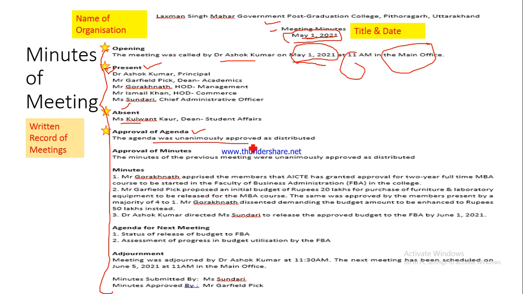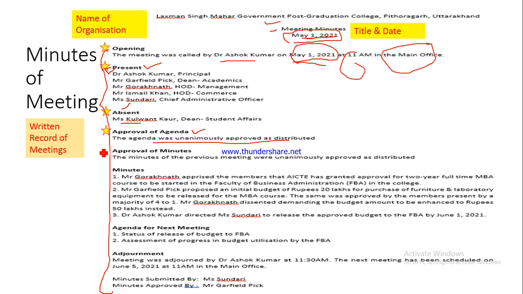So the agenda was unanimously, unanimous means everybody consented to approving the agenda. So there was no dissenting from anybody. Everybody said, okay, we are fine with the agenda. So that is what means unanimous. When everybody in a particular group agrees on a particular thing, we say a unanimous decision. So the agenda was unanimously approved as distributed. So whatever agenda was distributed beforehand, it was unanimously approved by all the 6 invitees to the meeting, right?